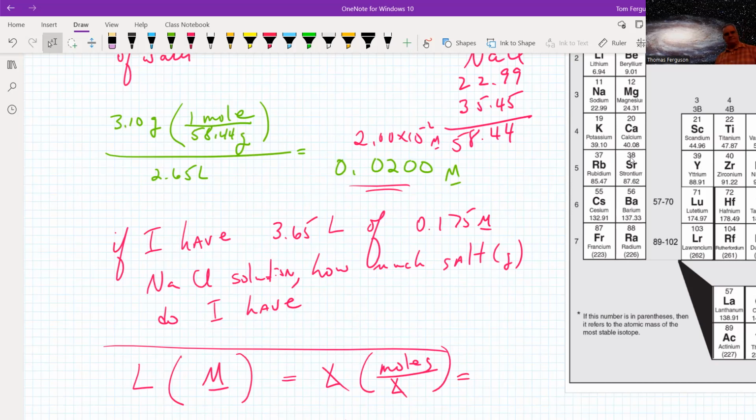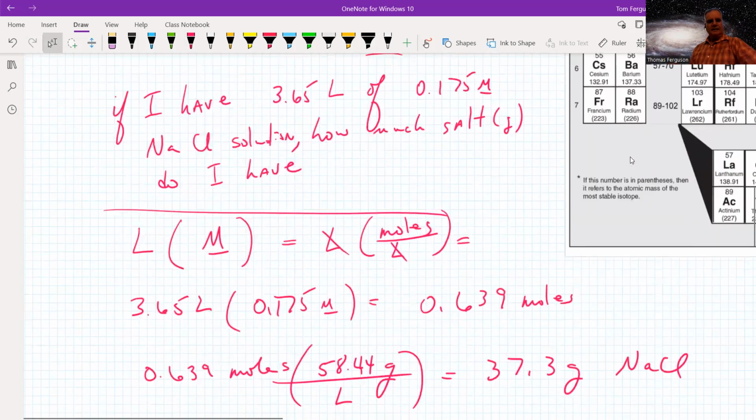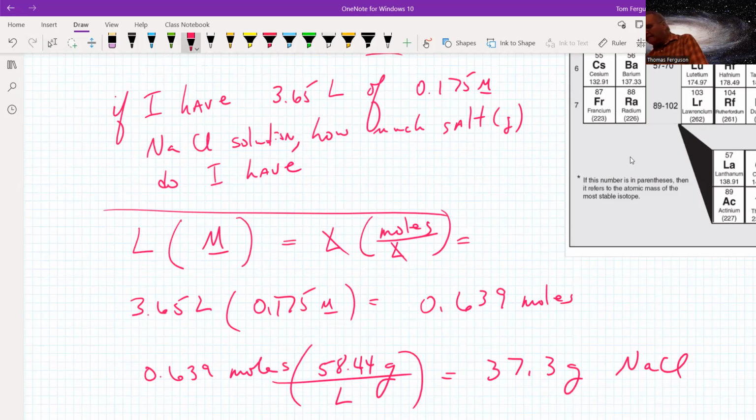Well, think of this as a two-step problem. First of all, how many moles are involved? Now remember, molarity is moles per liter. So if we multiply the volume times the concentration, we end up with moles. So that's how we get the moles of solute. If you're given the concentration, you need the volume. If you don't have the volume, you can't calculate the moles.